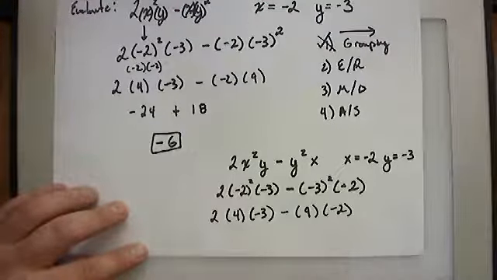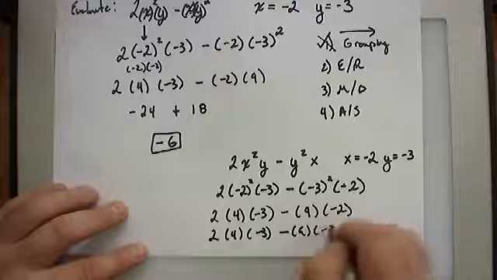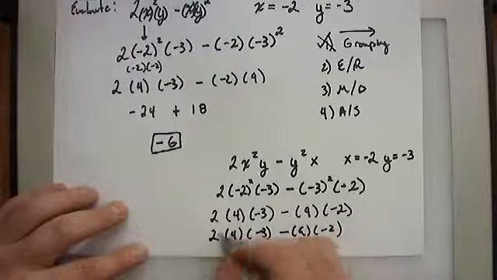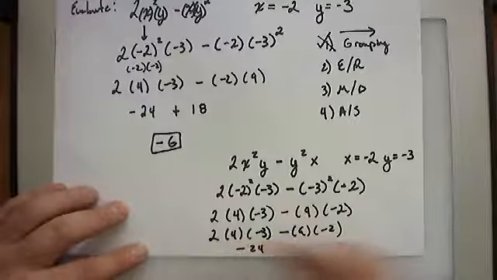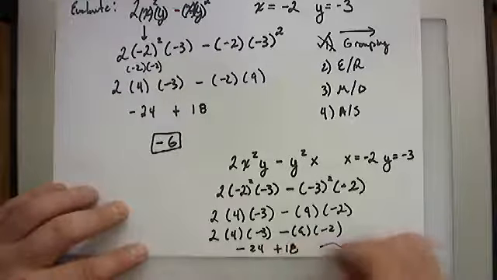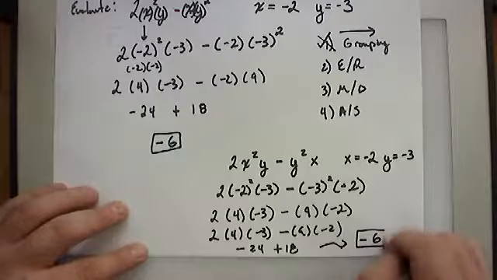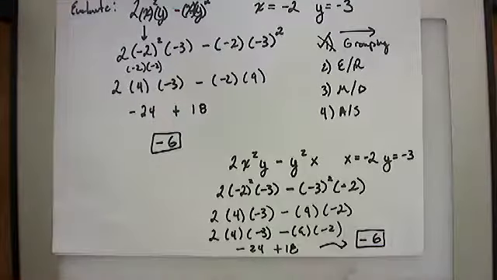So be careful. Here we'd have 2 times 4 times -3 minus 9 times -2. So that's going to be 8 times -3. That's -24. -9 and -2 is +18. So this one works out to be the same answer simply by coincidence. Okay. But my point to you is the same thing.